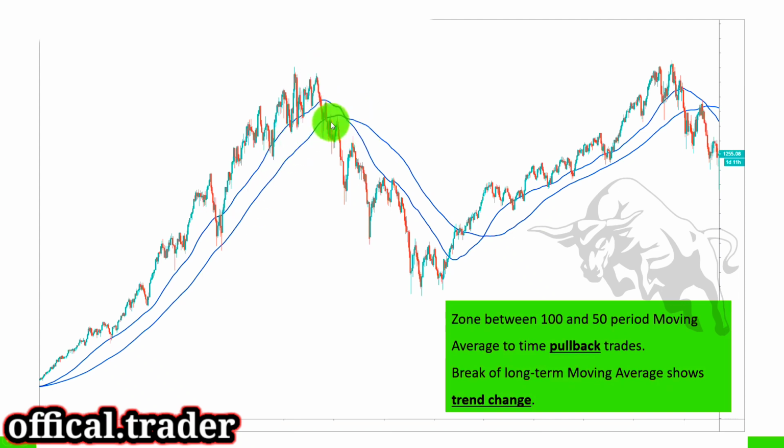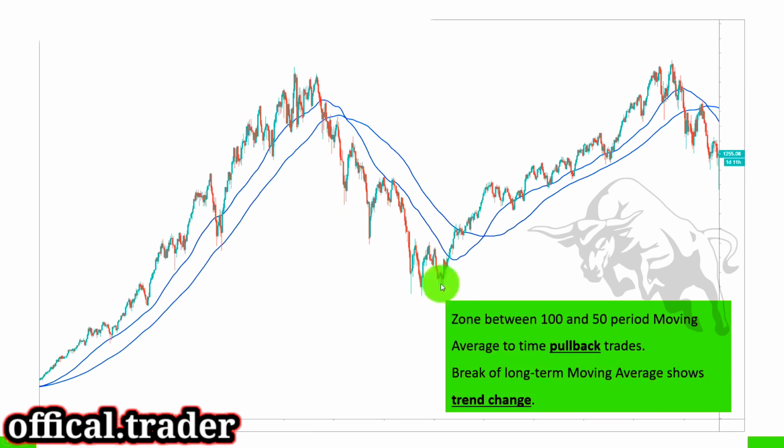And then here the market rolls over, starts a new downtrend, and again it dips into the moving average here twice and then continues this downtrend. So if you miss the first entry here for whatever reason, then waiting for a pullback may be a good option, and using the 50 and 100 period moving average as a zone to time pullbacks may be a good option.